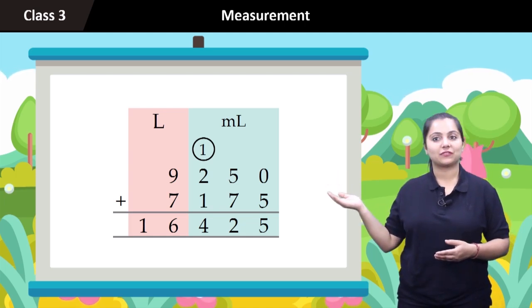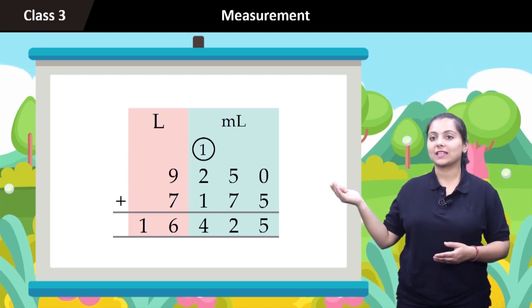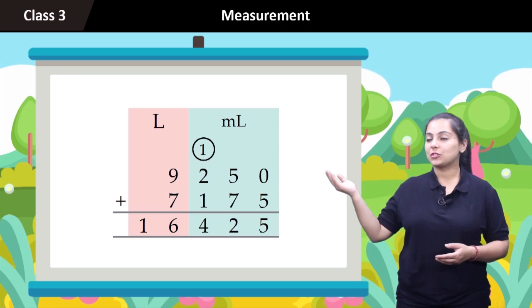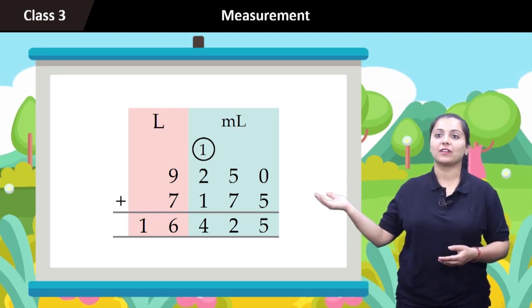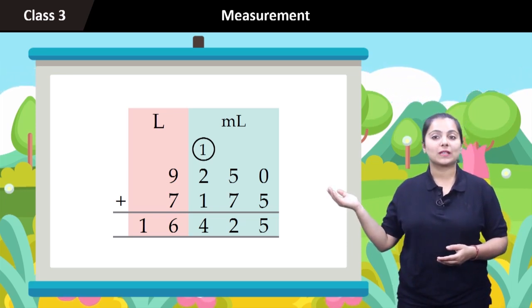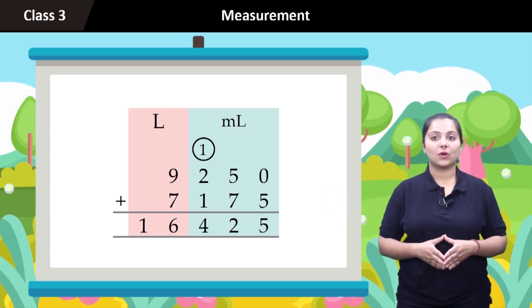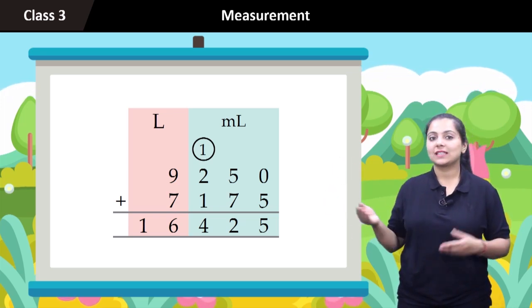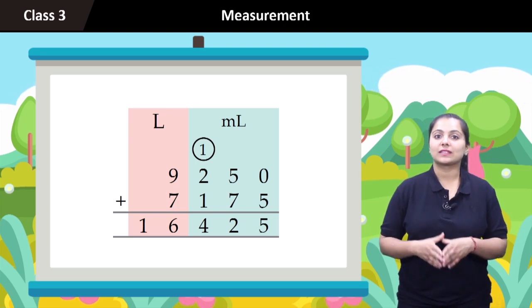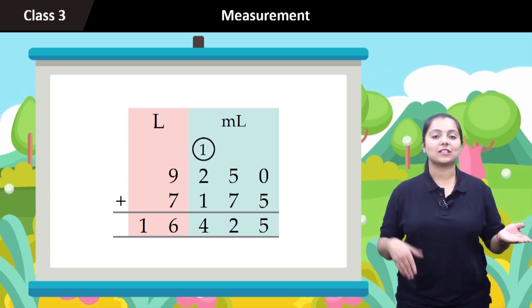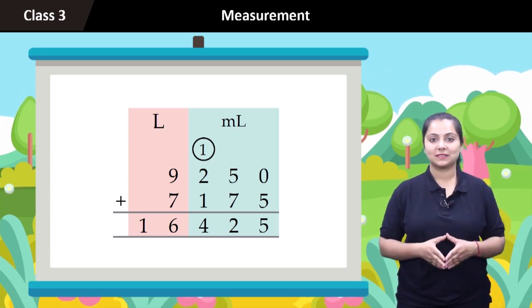0 plus 5, 5. 5 plus 7 is 12. 2 will be written down and 1 will be carried over. 2 plus 1, 3. 3 plus 1, 4. Now, 9 plus 7, 16. So, the answer is 16 liter 425 milliliter.